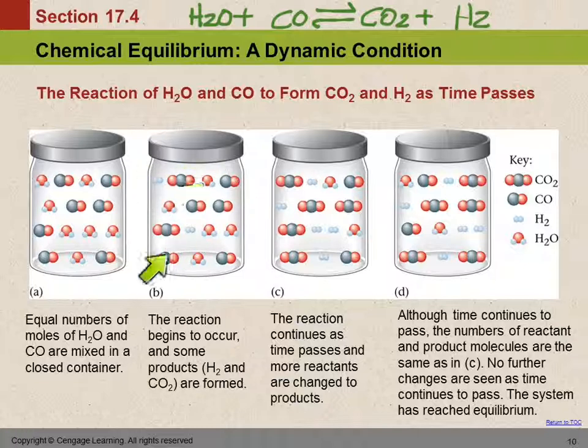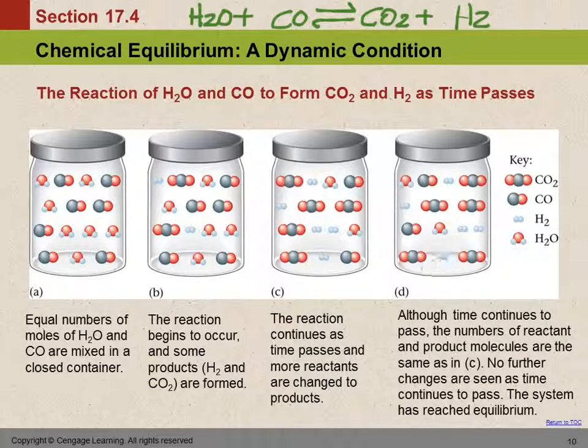So here we're seeing the forward reaction beginning to occur. These hydrogen molecules and carbon dioxide molecules just formed. They haven't had a chance to react in the reverse direction yet. As the reaction continues and more of these products are formed, now the reverse reaction is going to happen at a faster rate.